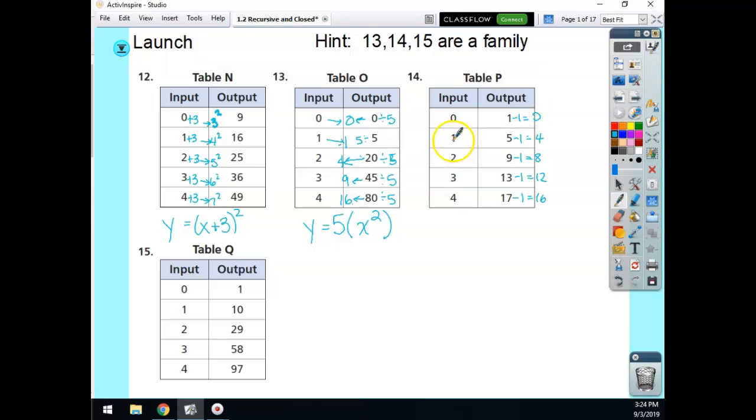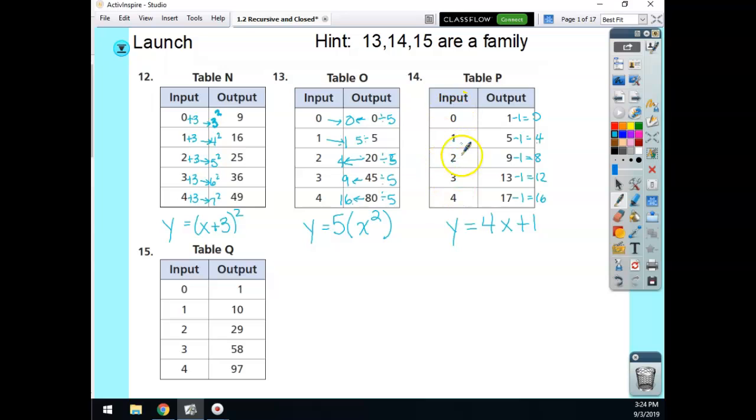So I need a way to turn my 1 into a 4. I need a way to turn my 2 into an 8, my 3 into a 12, and my 4 into a 16. So it looks to me like if I multiply each one of these by 4 and then add a 1, it will give me this output. So I can do y is equal to 4x plus 1.